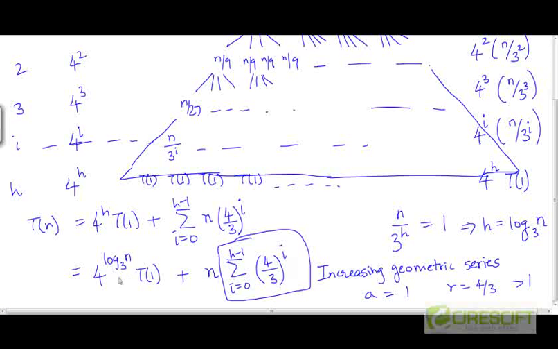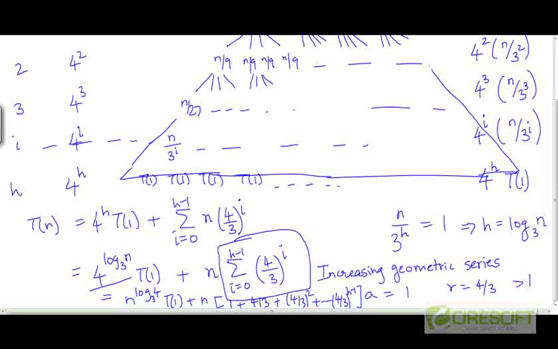4 to the power log of n base 3 is equal to, if we just swap n and 4, n to the power log of 4 base 3. And so this is going to be n to the power log of 4 base 3 multiplied by T(1), plus n multiplied by this summation, where the first term is 1, the second term is 4 by 3, the third term is (4 by 3) squared, and so on until (4 by 3) to the power h minus 1. So there are h terms in total.